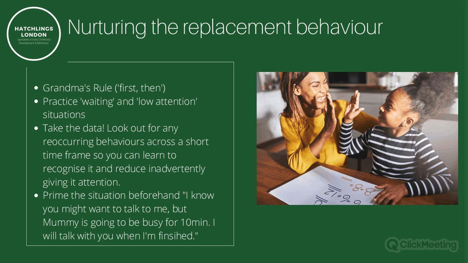The next is to take the data. So look out for reoccurring behaviors across a short time frame so you can recognize it and reduce inadvertently giving attention. Again, it goes back to what we talked about in the last couple of weeks, that you always need to take the data, that ABC. If you're having the same situation happening over and over and over again, just writing out your little antecedent, behavior, consequence on a scrap of paper for 3 or 4 events can really help get that perspective that you need, and really help you be more aware of what's happening throughout the day and what the triggers are for you and your child.